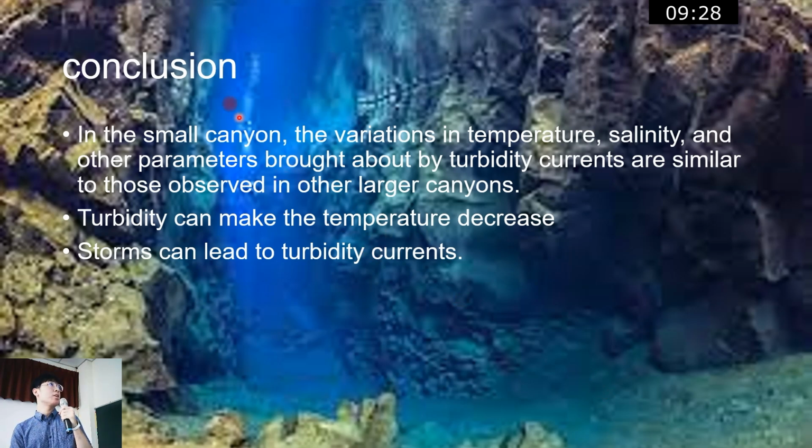And the conclusion is, in a small canyon, the variation in temperature, salinity, and other parameters brought about by turbidity currents are similar to those observed in other larger canyons. Turbidity can make the temperature decrease, and storms can lead to turbidity currents. Thanks.